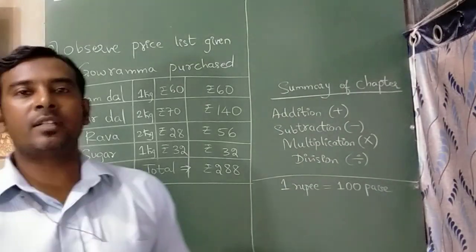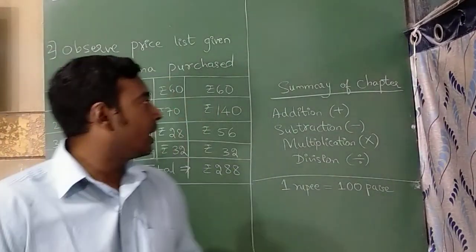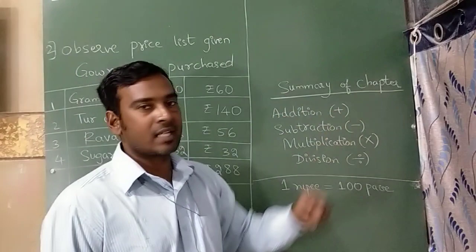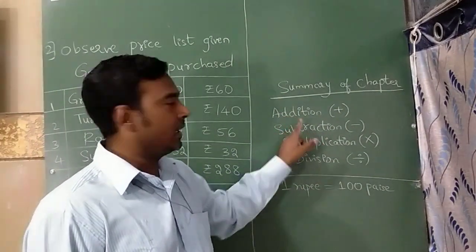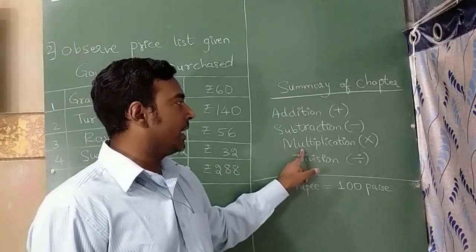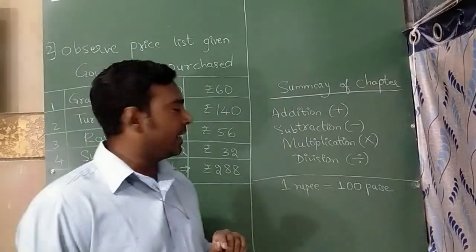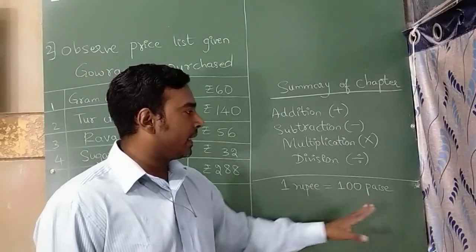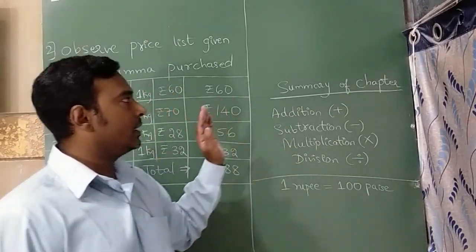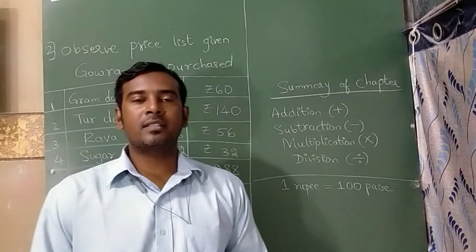So this completes your entire chapter. Now let's have a little summary of the chapter. So in this chapter, what all have you learned? You have learned addition of money, subtraction of money, multiplication and division. Fine. So last thing is 1 rupee is equal to 100 paise. This was the summary of the entire chapter.